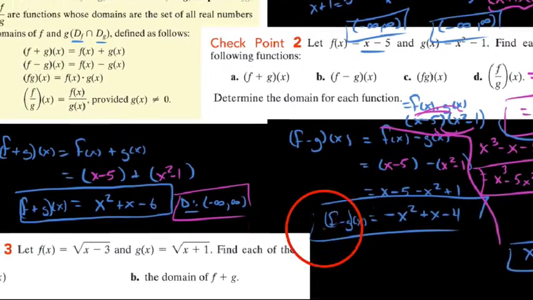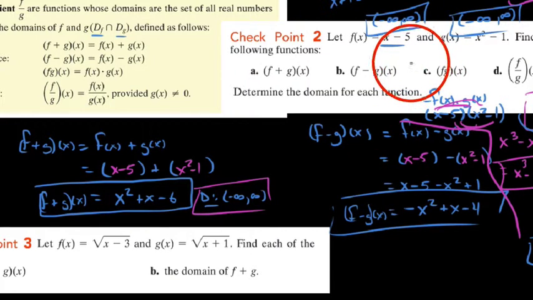Now the only thing I wanted to comment on for these last two, where we were finding the product and the difference of these two functions, is the domain. We would say that the domain on both of those is going to be all real numbers, or negative infinity to infinity, just because of the fact that they're polynomials. And that's basically all I needed to say about those.